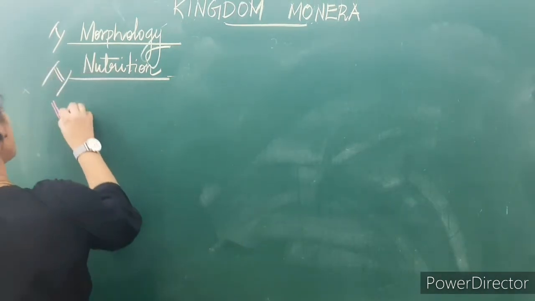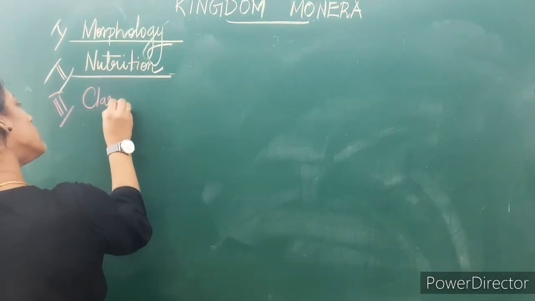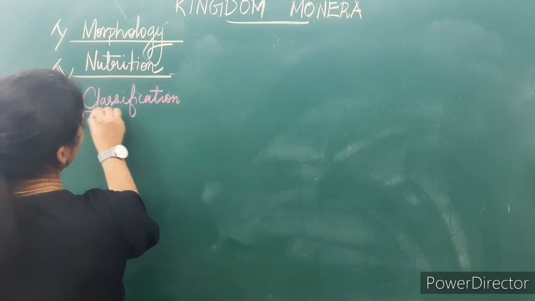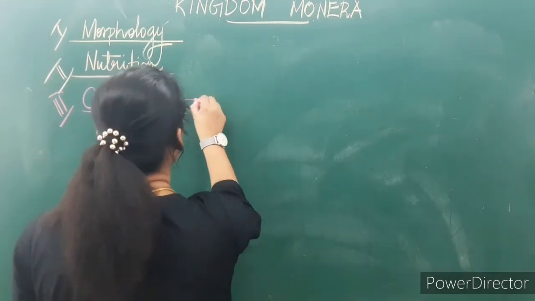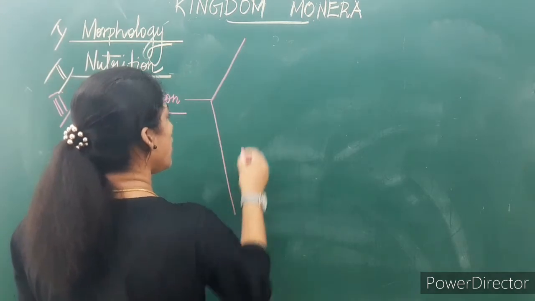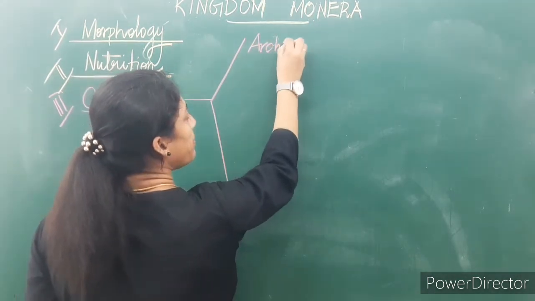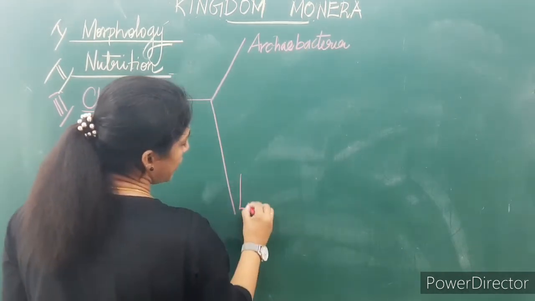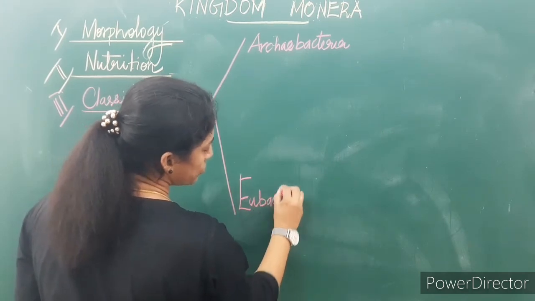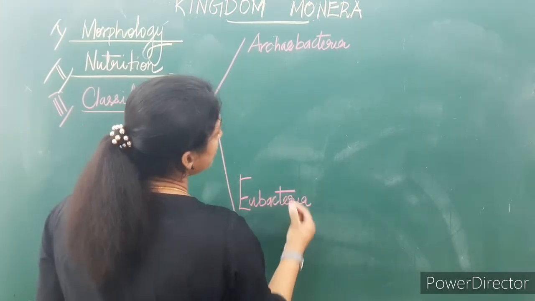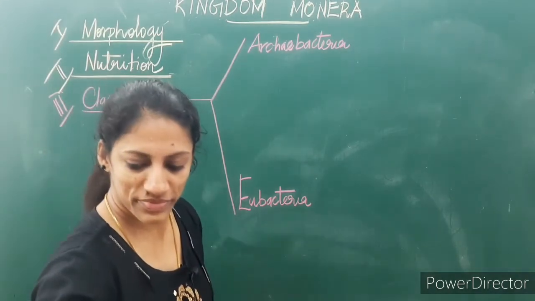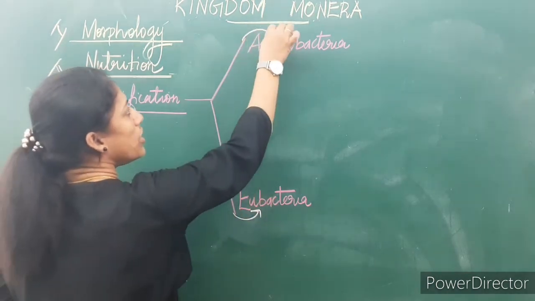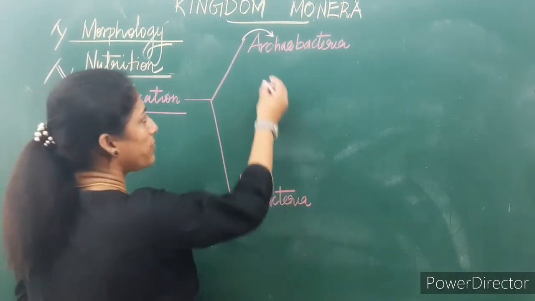Come to the classification of bacterium. Next is how are bacteria classified? You know the six kingdom classification. It classifies bacteria under Archaebacteria and Eubacteria. Eu means true; these are the true bacteria. So when we classify bacteria, we can classify them into Archaebacteria and Eubacteria.